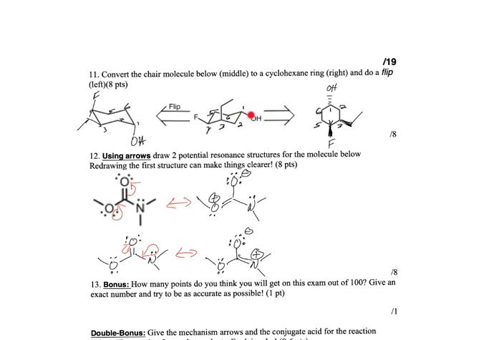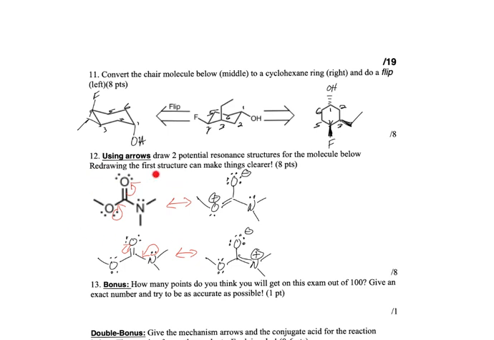This OH is equatorial down, so now it's going to be axial down. This ethyl is axial up, so now it's going to be equatorial up. So the first bond is up, another carbon there. Fluorine is equatorial up, and now it's going to be axial up. So there you go.